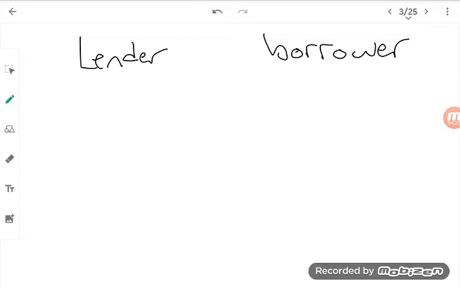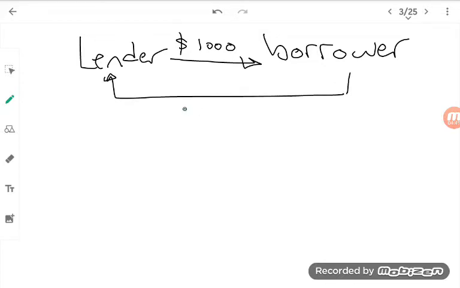Okay, let's assume that there are two individuals, one of them is a lender and the other one is a borrower. So the lender is going to give $1,000 to the borrower. The borrower should pay them back after 1 year. Say for example I am going to borrow 1,000 from Karim, and I am going to repay it after 1 year.